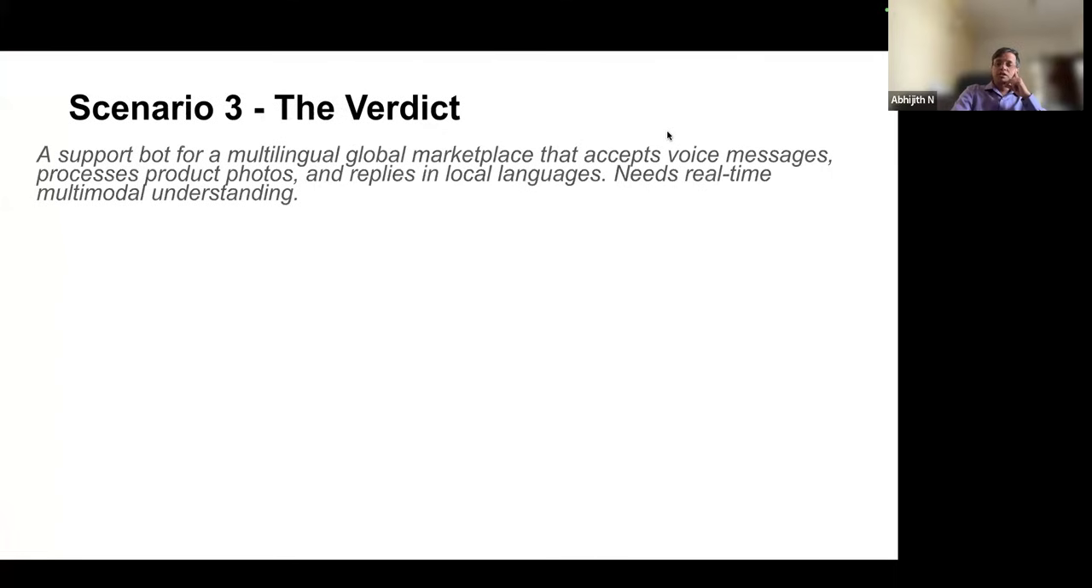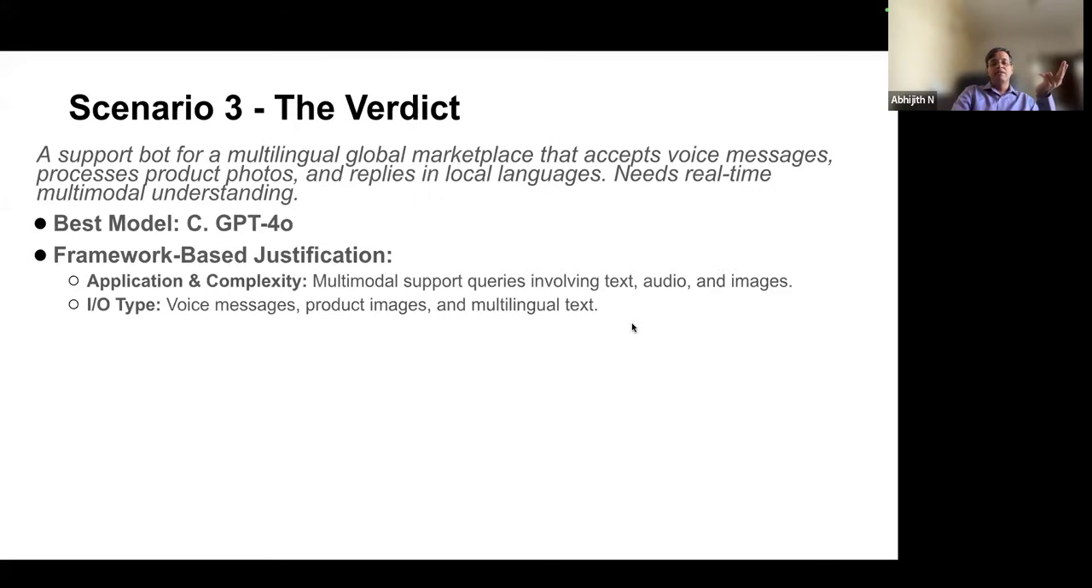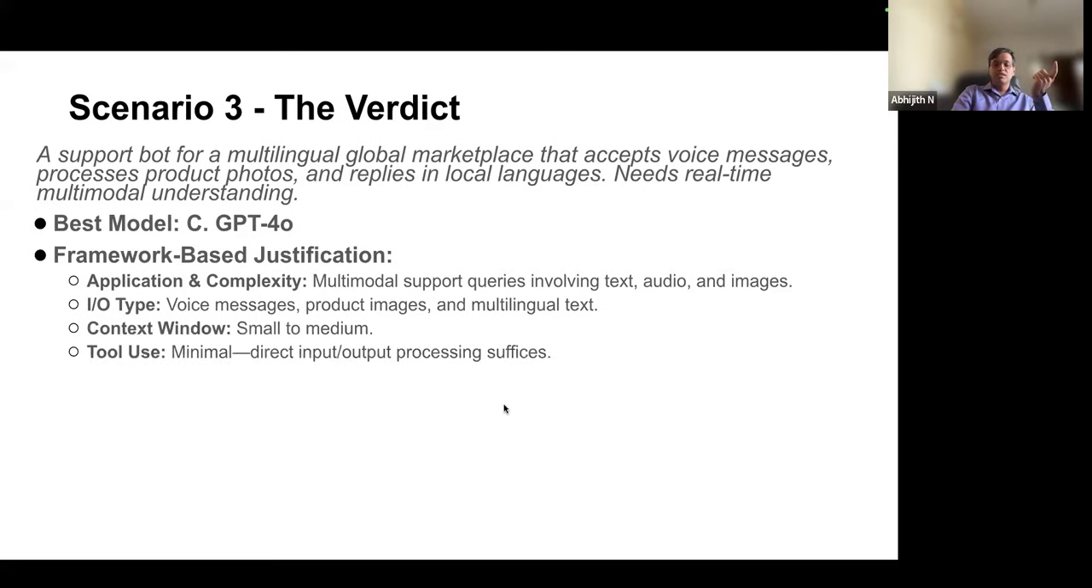Yeah, some of them want Gemini 1.5 Pro, some are okay with GPT-4o, right? So now you're looking through this, and here I've chosen C, but it could have been Gemini 1.5 Pro also, reasonable, right? But if you think about the application, there are multimodal support queries, and the IO type is voice messages, product images, and multilingual text. Small to medium context window. Tool use is minimal.